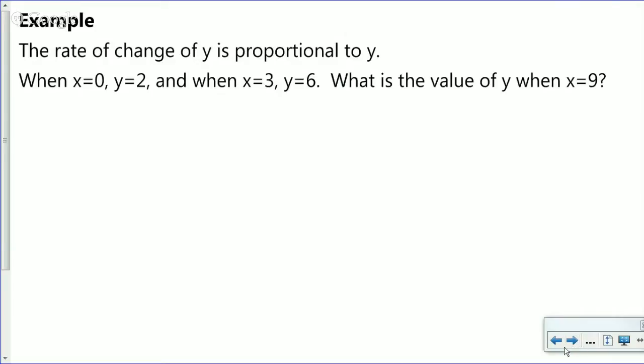First example here, it says the rate of change of y is proportional to y. And then you want to write this information down: when x equals 0, y equals 2. And when x equals 3, y equals 6. If you'd like to write those as ordered pairs, that's fine. Then what is the value of y when x is equal to 9?